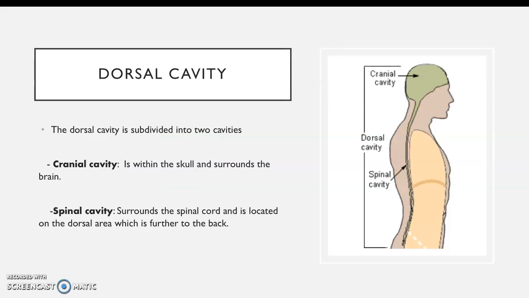The dorsal cavity is subdivided into two cavities, the cranial cavity, which is within the skull and surrounds the brain, and the spinal cavity, which surrounds the spinal cord and is located on the dorsal area, which is further to the back. And that concludes my PowerPoint.